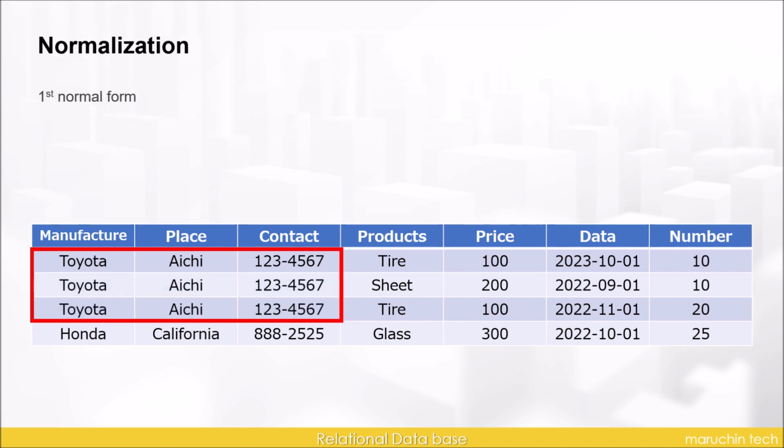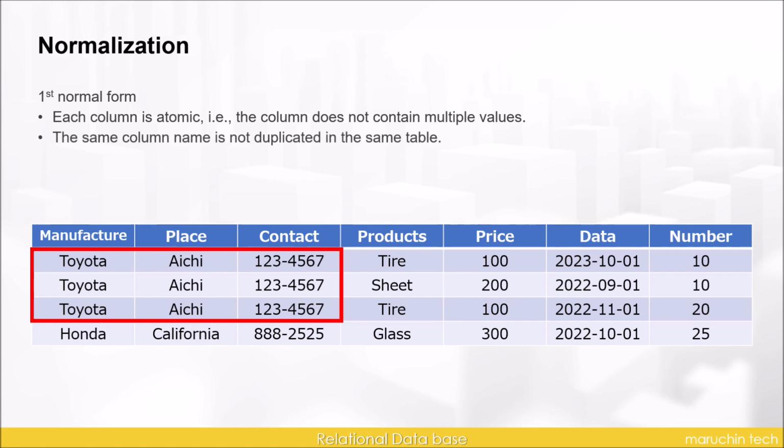The definition of the first normal form is that each column is atomic. In other words, the column does not contain multiple values, the same column name is not duplicated in the same table, and each row can be identified by a unique key. In the previous non-normalized table, the part manufacturer item and other attributes had a one-to-many relationship, but this relation has been modified.